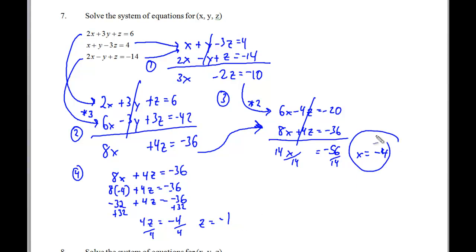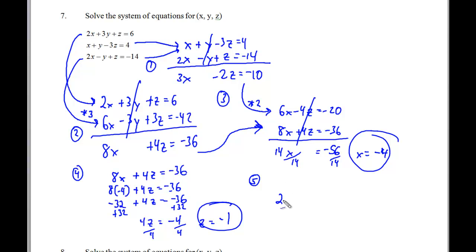So here I have two answers to my three-answer problem, because I need my x, y, and z. And now I'm going to take my negative 4, negative 1, and go back to my original equations for step 5, and plug x and z back into one of these three equations. My suggestion is to pick the equation that has the fewest number of negatives. In this case, it would be the top line.